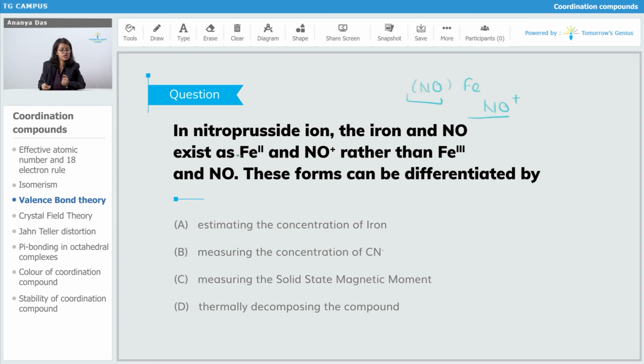In the first one we have Fe2+. In the second one we have Fe3+. That is, the first form has Fe2+, the second form has Fe3+. Now Fe2+ and Fe3+ are obviously going to have different numbers of unpaired electrons. So if they have different numbers of unpaired electrons, obviously the spin only magnetic moment is going to be different. So yes, we can differentiate between them by measuring the solid state magnetic moment. So this is your correct option.